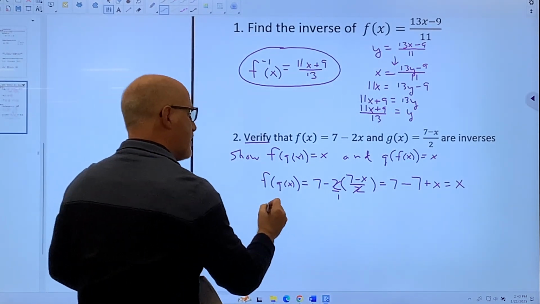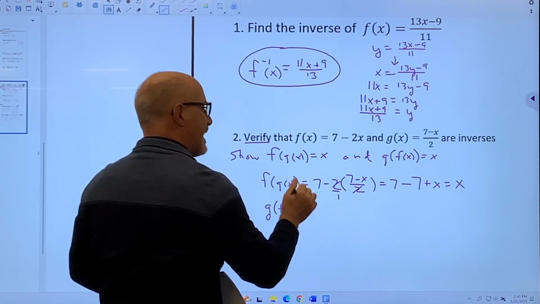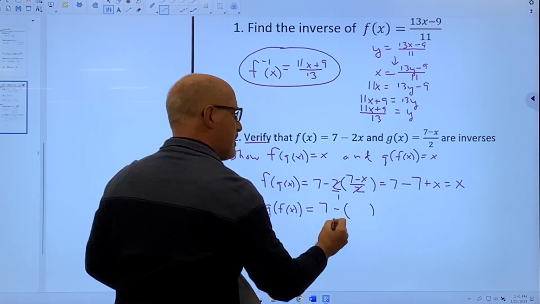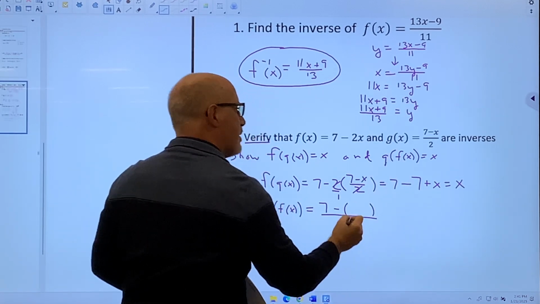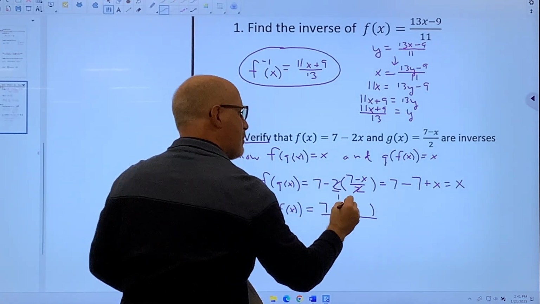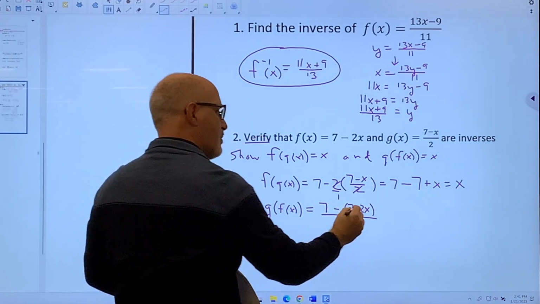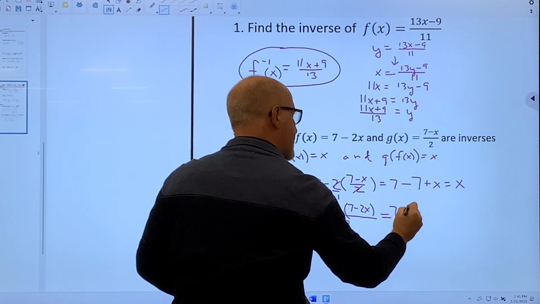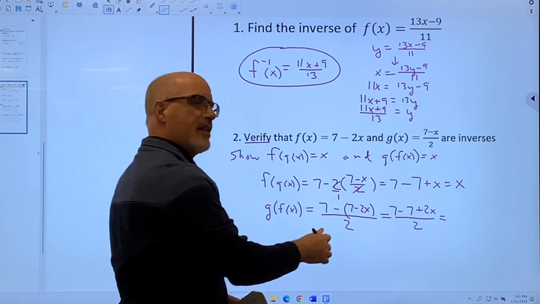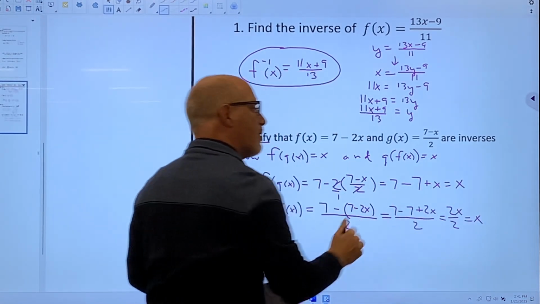Now we also have to do it with g of f of x. You've got to do it both ways. So by doing this one, I'm going to take the g function, take out where there's an x, put parentheses in its place, and put that over my 2. Now I'm going to put the f function that's on the inside into my input spot, and now I'm going to simplify. So you have 7 minus 7 plus 2x over 2. 7 minus 7 is gone, 2x over 2 is x, and I verified that they both equal x.